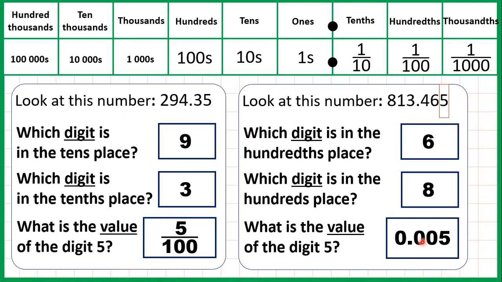And these zeros in our tenths and hundredths are really important, because otherwise we would just have 0.5, but that would be 5 tenths, and we know that this 5 stands for 5 thousandths. Now we could also show the value as a fraction. This 5 is in our thousandths place, so that's 5 thousandths as a fraction.